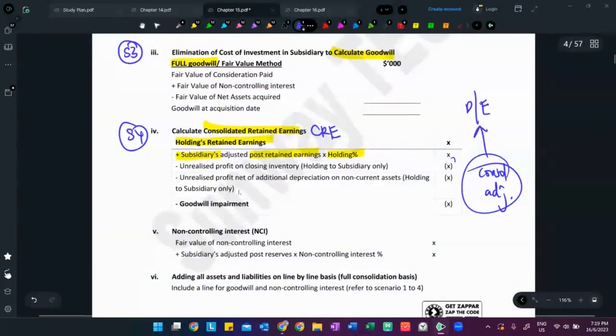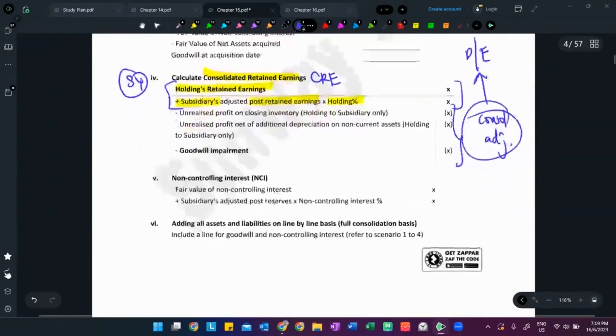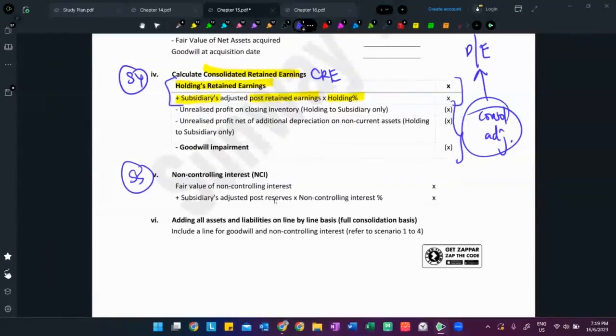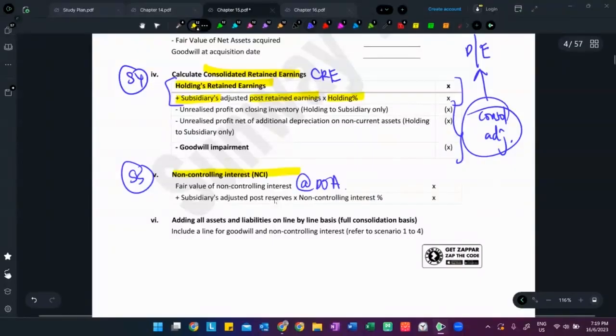You just need to remember these first 2 lines, which are good enough: holding's RE plus subsidiary's post RE. Now, step 5 is to calculate non-controlling interest, NCI. The basic formula is the fair value of NCI at acquisition, which is the value of NCI at DOA, plus the subsidiary's post-reserve times the NCI percentage. Sometimes there are some adjustments to NCI as well.